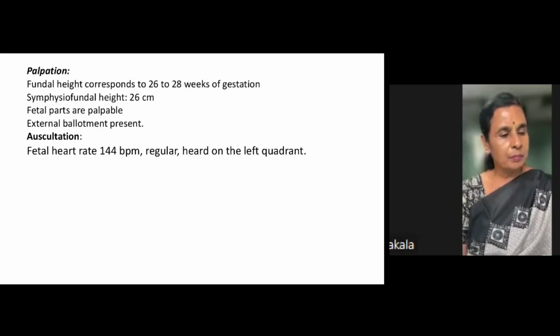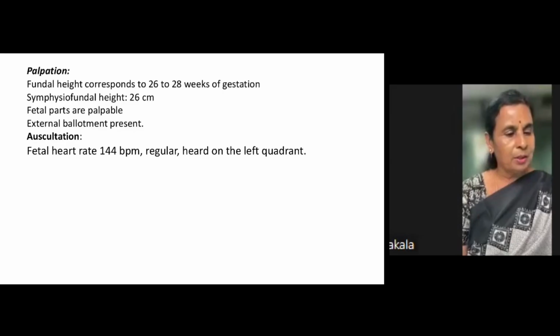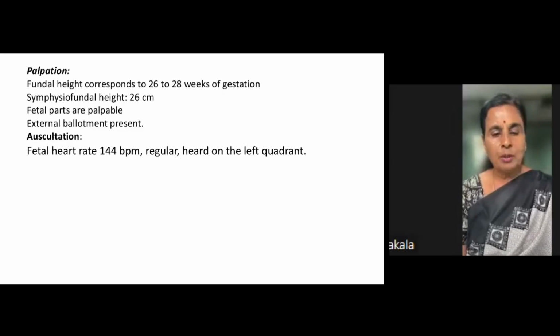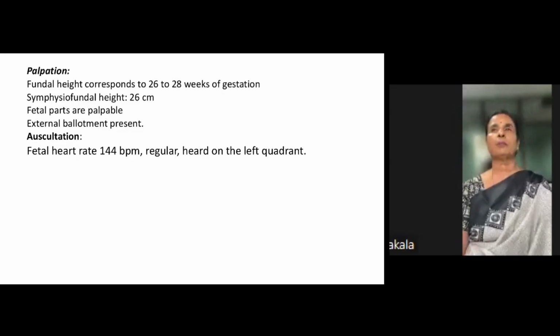So palpation: the fundal height corresponds to 26 to 28 weeks of gestation. The symphysiofundal height is 26 centimeters. Fetal parts are palpable and external ballottement present. Okay, what is the importance? Why have you measured the symphysiofundal height? What is the importance of measuring this? And how do you measure?